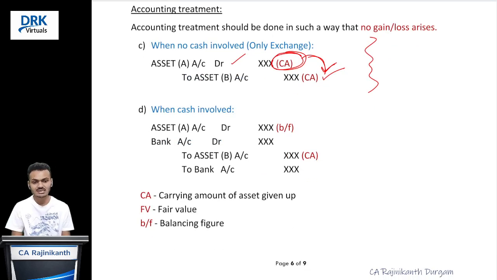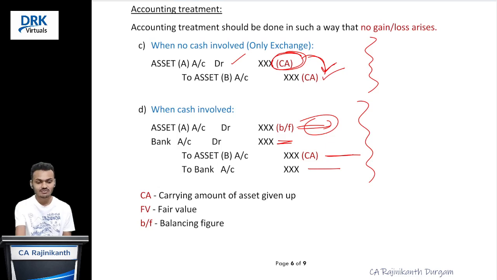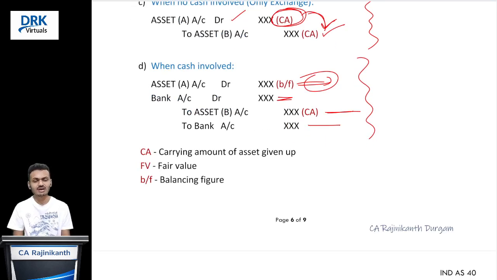And in case cash involvement is there, this will become the balancing figure. So as usual, you de-recognize your own asset. If you are making the payment, credit it. If you are getting the amount, you debit it. This will become the balancing figure. So there is no gain, no loss. So with this, we have completed the discussion of initial recognition of investment property.